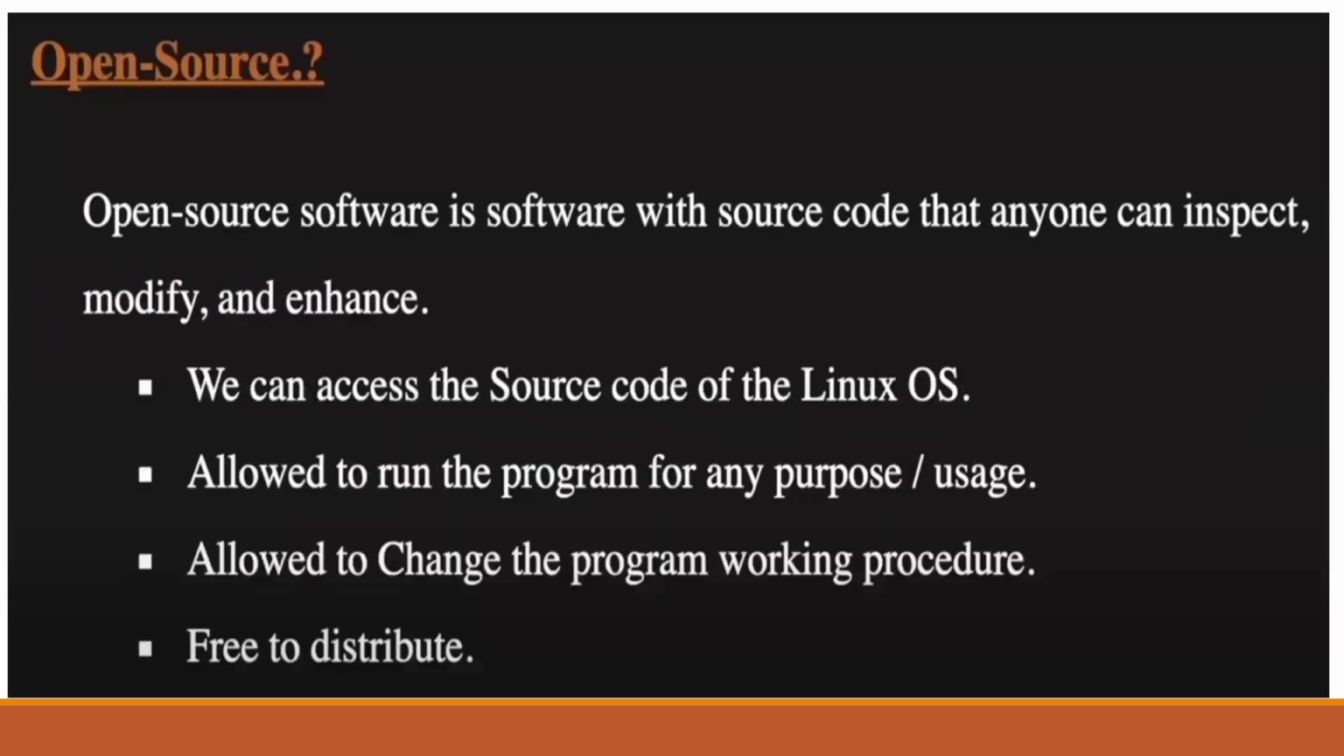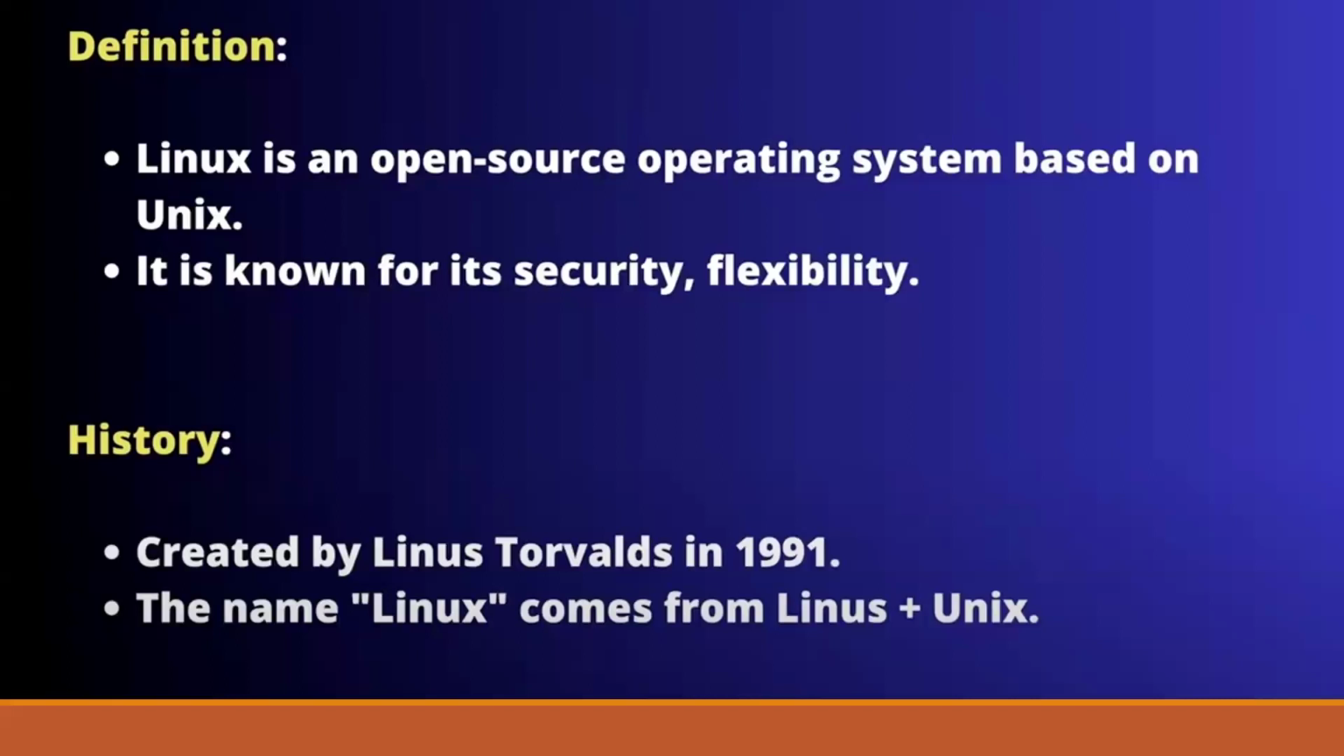Open source, we discussed yesterday, right? Open source software is software with source code that anyone can inspect, modify, and enhance. Source code is free of cost and available, so we can access the source code of the Linux OS. It is allowed to run the program for any purpose, allowed to change how the program works, and free to distribute.